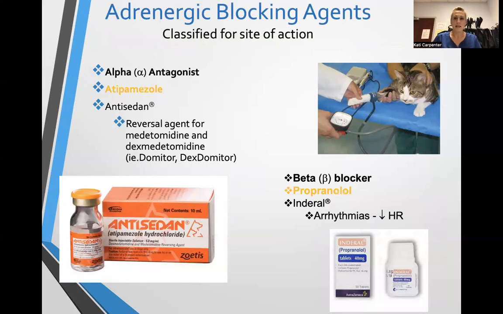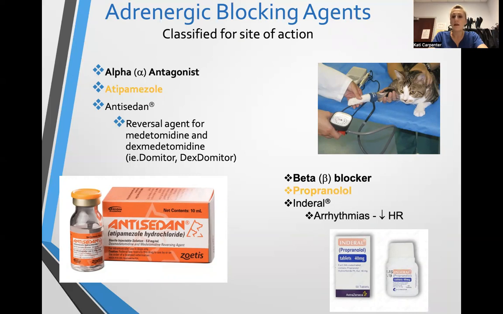Alpha-1 antagonists. So we're going to get more into agonists and antagonists next week, but adrenergic blocking agents. So an antagonist is a blocker drug. So atipamezole is the reversal for those alpha-2 agonists. So the alpha-2 agonists stimulate, the antagonist stops. That's why we're able to have a reversal for drugs like dexmedetomidine, but we'll go over that during sedation a lot more.